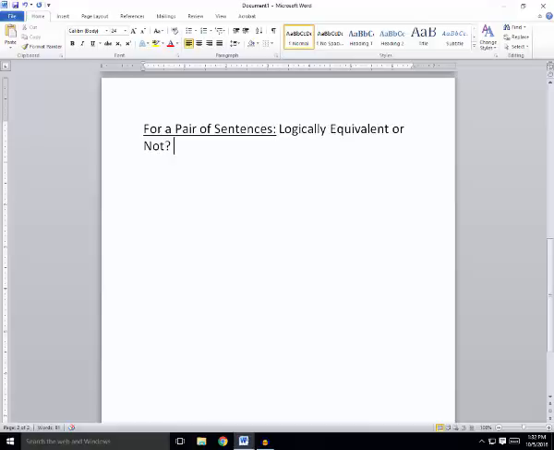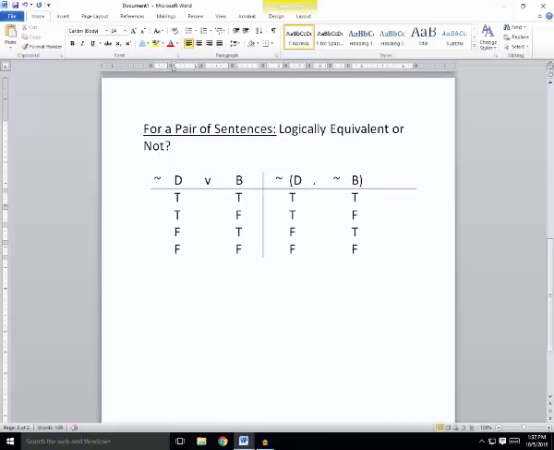Let's compare the sentences not D or else B, and it's not the case that D and not B. I've got two simple sentences, D and B, so there's going to be 2 to the second power, or 4 possible assignments. And I'll start with B and alternate true, false, true, false. And of course, I'm keeping the values for B the same across the table. That is the whole point. Meanwhile, for D, I'm going to put 2 trues, 2 falses.